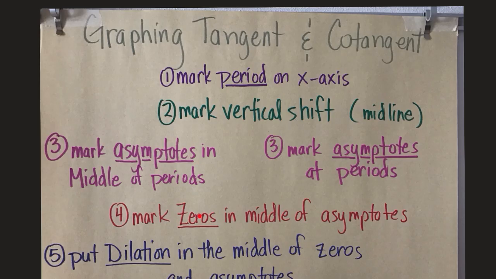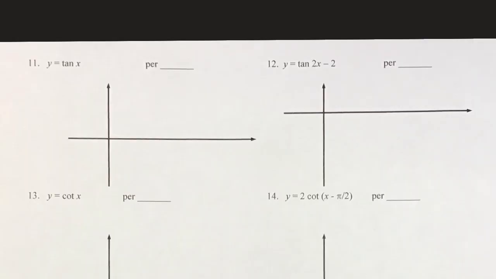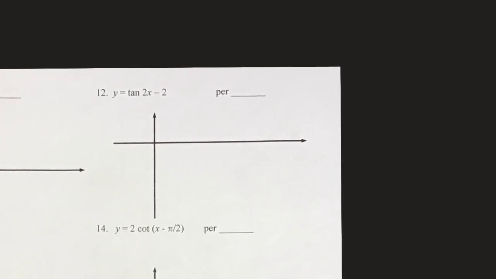And then you put the zeros in the middle of your asymptotes on your midline. So it's not always on the x-axis if it has been shifted. And then we put in our dilation in the middle of those things. We'll talk about how we do the dilation also with a couple of these graphs. Okay, so those are the steps. So we're going to skip the normal tan and work on tan of 2x minus 2.